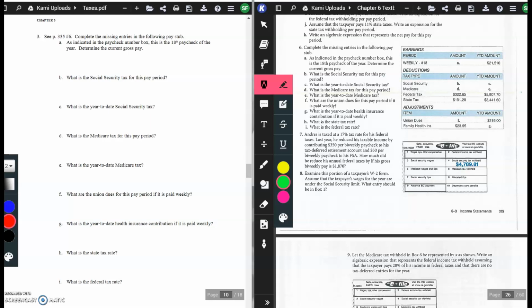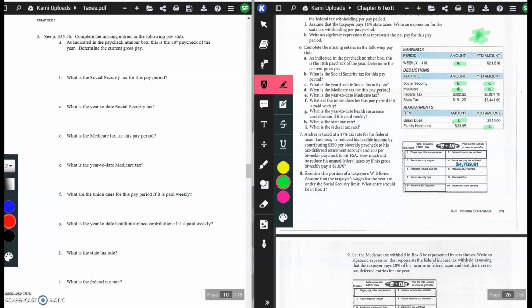All right, number 3 says, see page 355, number 6. Complete the missing entries following the pay stub. Okay, so over here to the right, this is your pay stub. It tells you how much you make, how much you have deducted, any adjustments you make, things like that. So we'll be filling in these missing parts here, A, B, C, D, E, F, G, all the way through G. Okay, and then I ask you a follow-up question.